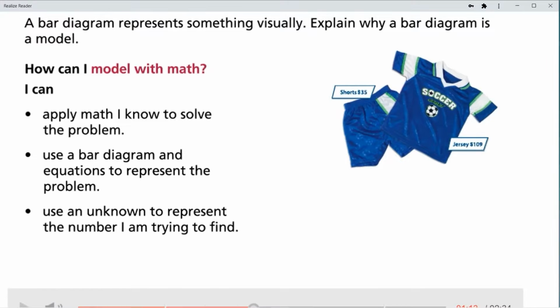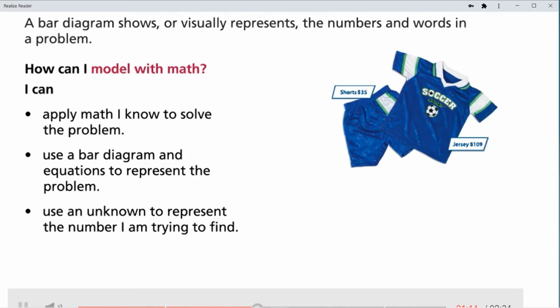Now we use bar diagrams as models because they help us to see the math question that we're working with. Our bar diagrams represent or show our equations in a way where we can see them in a different way other than just as numbers. A bar diagram shows or visually represents the numbers and words in a problem.